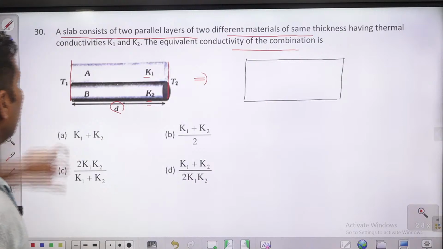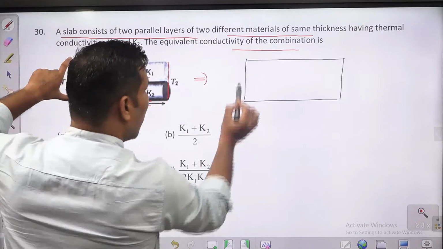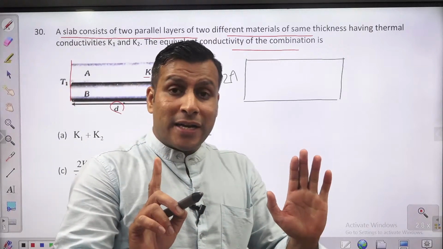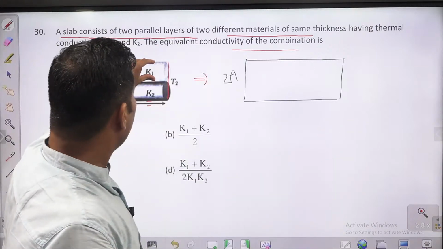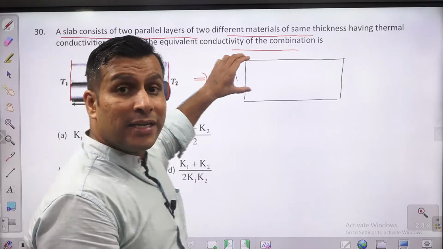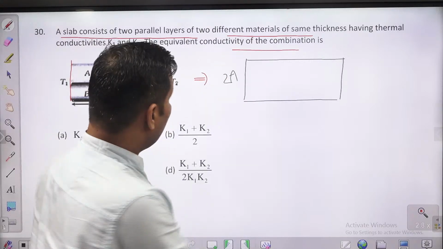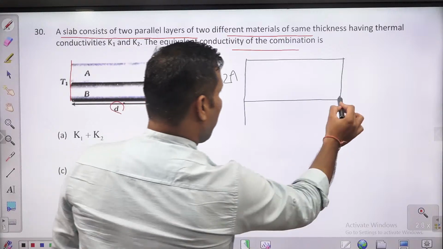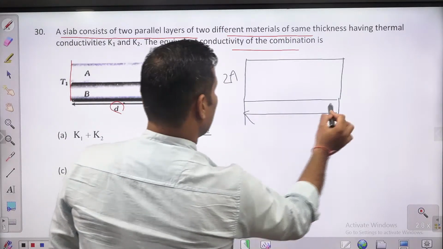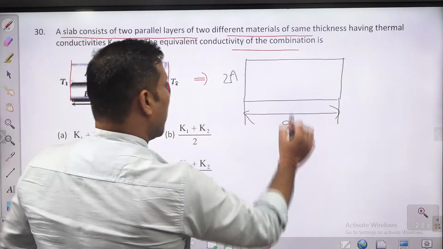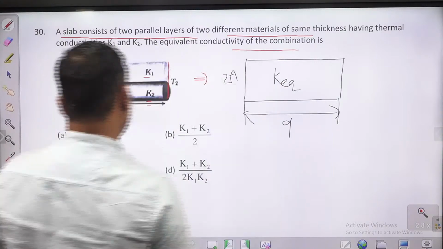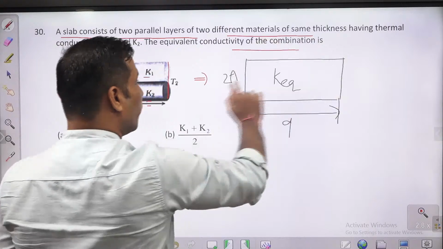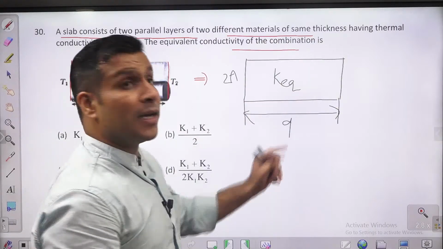आप mistake क्या करोगे? इसका equivalent system जो लोगे आप, for that the area will be what guys? 2a. Okay, this is having area a, this is having area a. So the equivalent system will have area 2a. The length will be same, L only. Yeah, L या D लिख लो. So this will be D, this is also D. Now the conductivity is what? K equivalent. Okay, this is only you need to keep in mind. So इसका equivalent क्या होगा? Equivalent will be, you will have a slab of area 2a, conductivity K equivalent, length D.